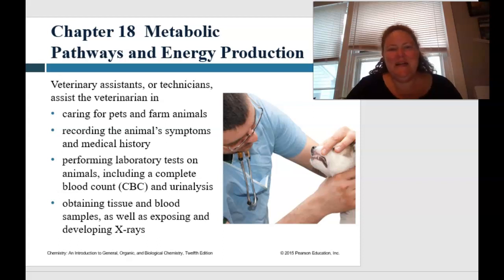Hey everyone, welcome to our last chapter, chapter 18. With this one, we're going to learn about metabolic pathways and energy production and why we actually care. So in this example, they're using the example of vet tech and why it matters.